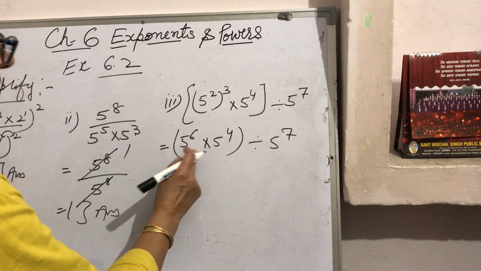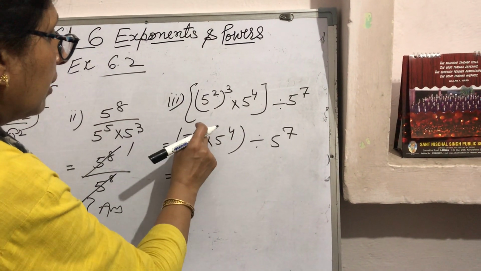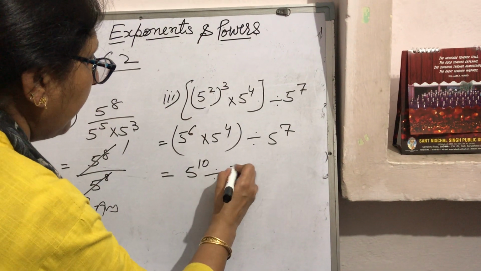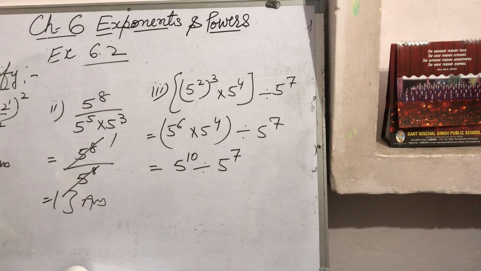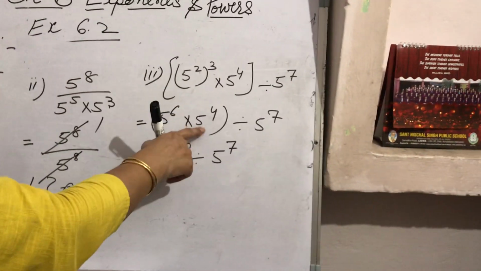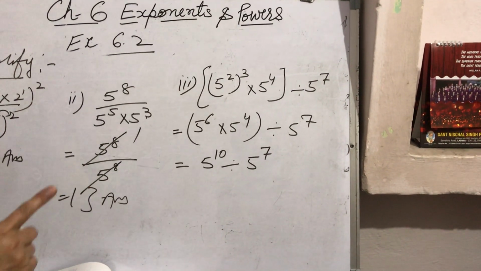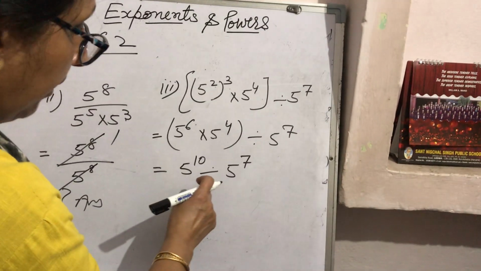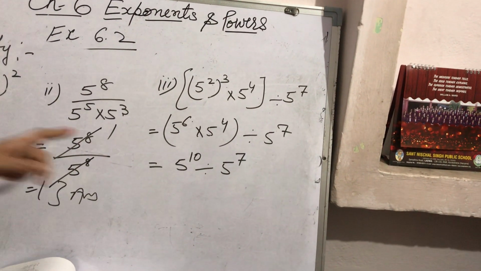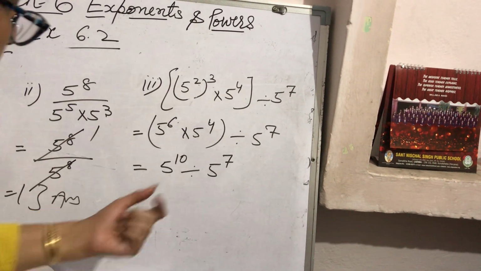So solve inside the bracket. Same bases are there, multiplication is there, add the powers. 5 raised to power 10 divided by 5 raised to power 7. Now remember this thing, if bases are same and multiplication is there, we will add the powers. But if bases are same and division is there, we will subtract the powers. Now powers will be subtracted because division sign is there and base is same.